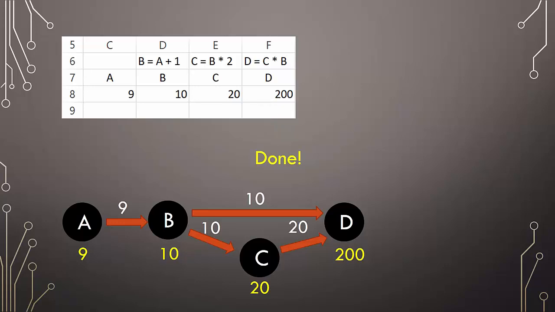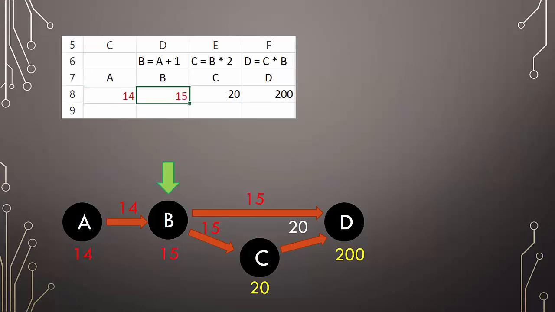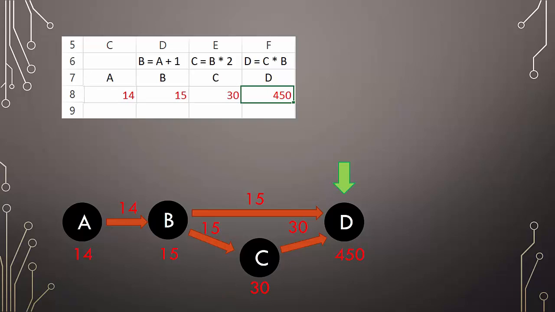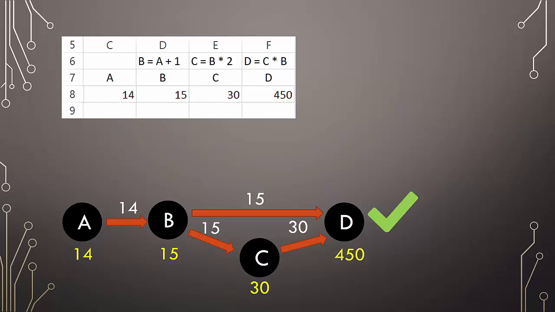Now let's explore the usage of this graph we've created by changing the value of A. In order to ensure that every affected cell is updated, Excel simply has to start at point A in the mapping and update the value for every child of A by simply walking down the tree. In this case, we are going to change A to 14. Then we move to the child of A and update B to A plus 1, which is equal to 15. Then C is next, so we update that. And finally, we move down to D and update it as our final value of 450.